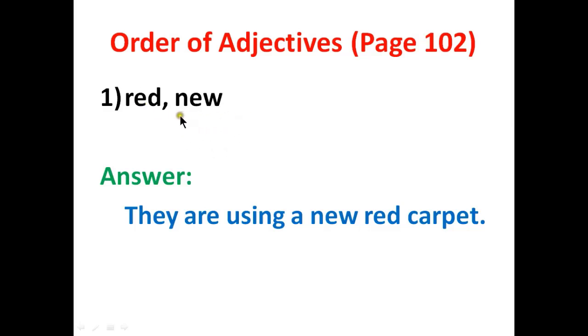The two adjectives are red and new. My dear students, red is a color adjective. New is an age adjective. We have to use them according to the order. They are using a new red carpet. Your answer will be: they are using a new red carpet.